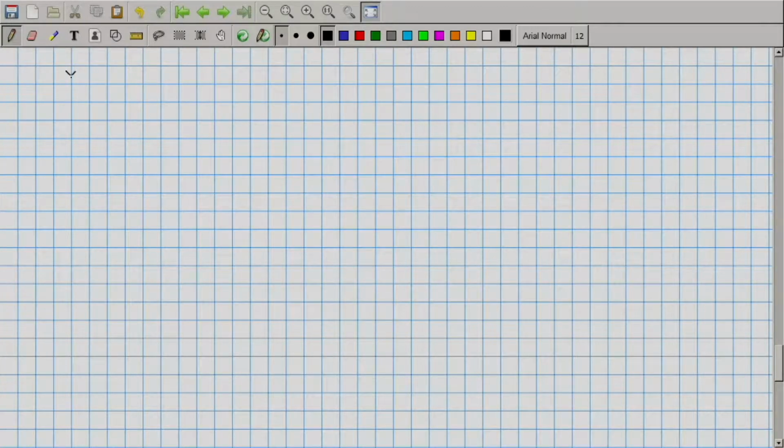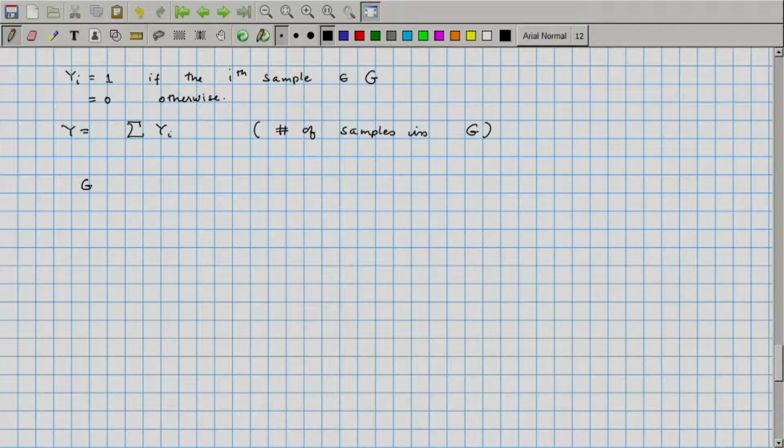So, our random variables are as follows: yi equals 1 if the ith sample belongs to G, and this is equal to 0 otherwise, and y is equal to the summation of yi, which can be viewed as the number of samples in G. We use y to estimate G. So, the estimate for G, we will call it G tilde, is equal to y by n times the size of U.